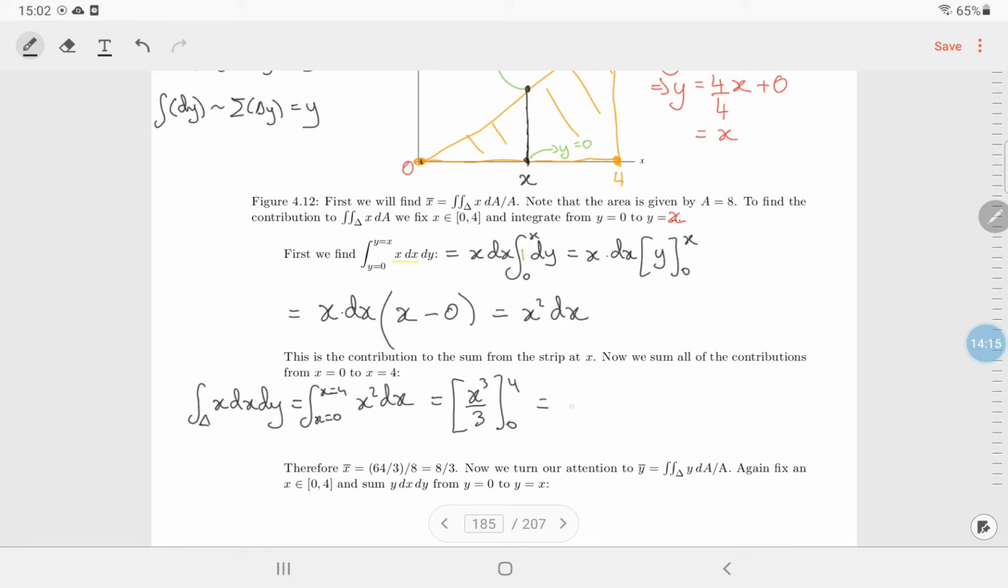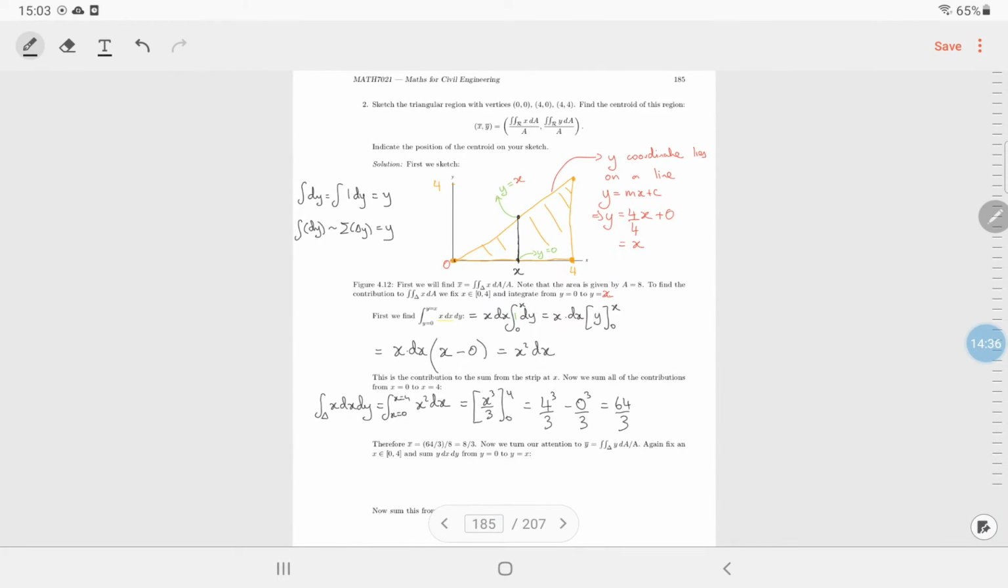So this is equal to, substitute x equal to 4, 4 cubed over 3, minus substitute x equal to 0, 0 cubed over 3. And 4 cubed is 64, so 64 divided by 3. And if you look at the formula up above, it says that the x coordinate of the centroid is that 64 over 3 divided by 8, and we get 8/3. So 8/3 is kind of just shy of 3. So roughly we're talking something like this.